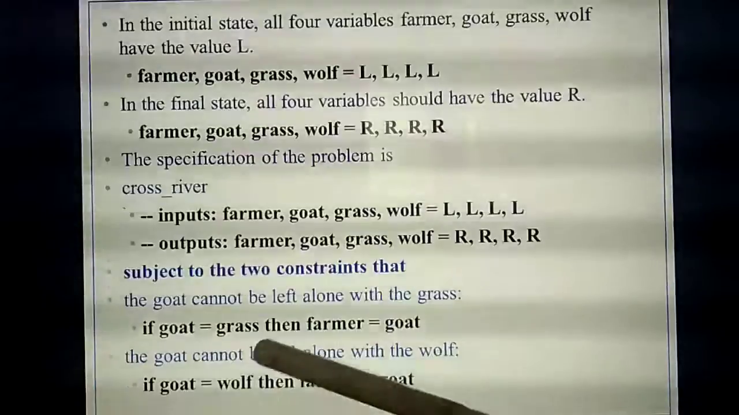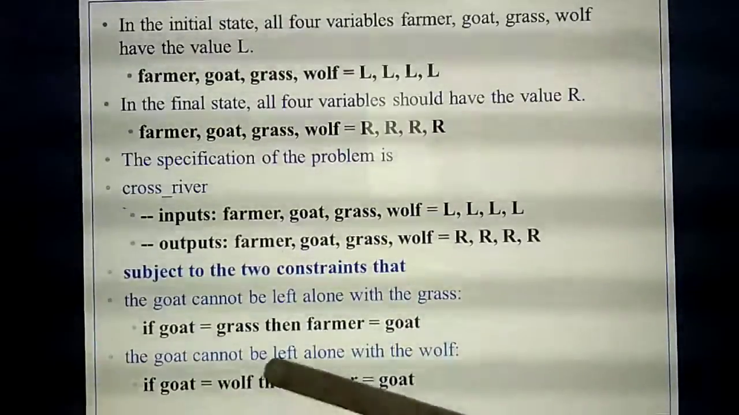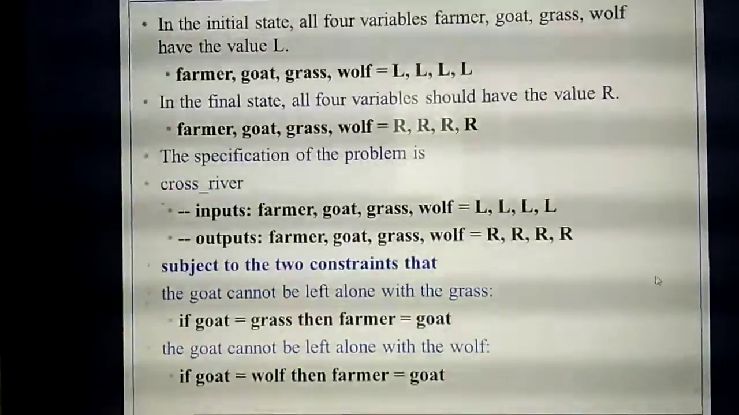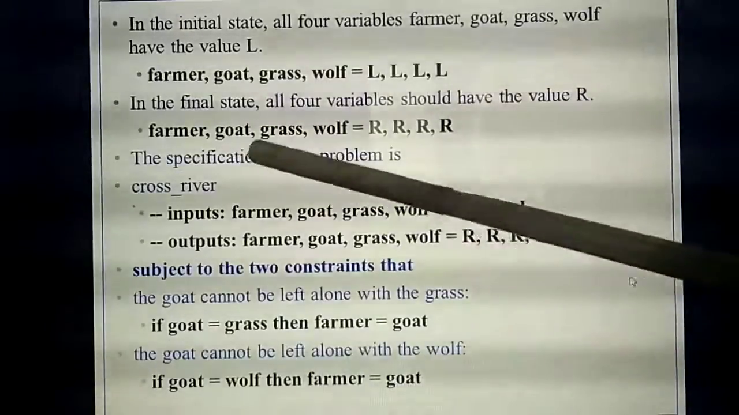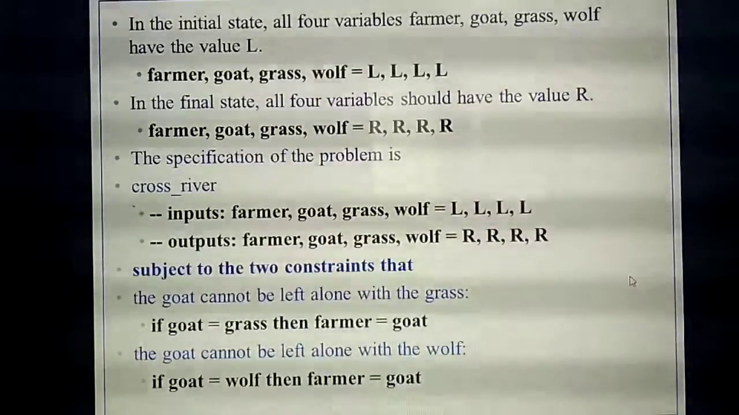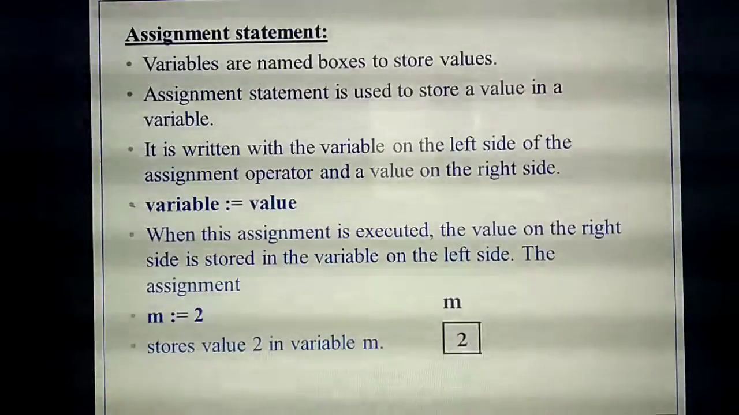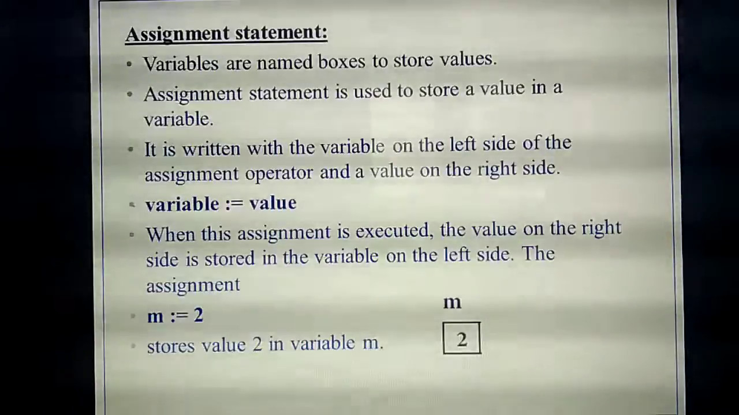Next, if the goat stands along with the wolf, the wolf eats the goat. So it is not possible. The goat always stands with what? With the farmer. So understand what conditions you are giving. In a specification problem, you need to write the algorithm, inputs, then conditions. Understand? So that's the farmer goat problem. 2 problems you have studied, the chocolate bar problem as well as the farmer goat problem.